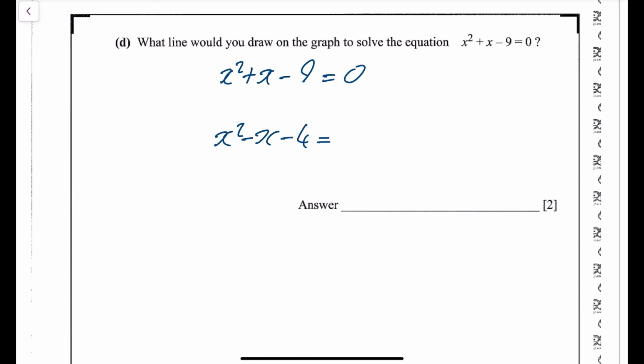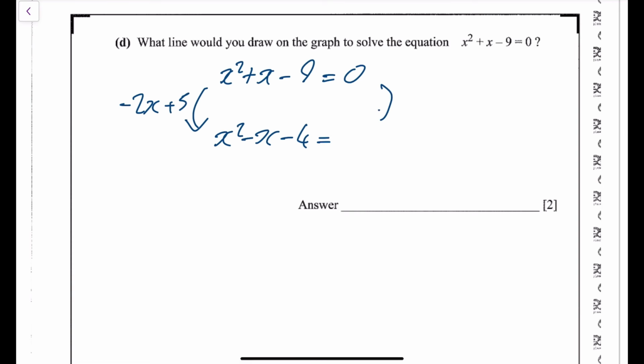That's what our curve was. It was x squared minus x minus 4. So how do I get from here to here? I don't have to do anything with my x squareds. If I'm at x and I want to get back to minus x, I'll need to take away 2x. And if I'm at minus 9 and I want to get to minus 4, I need to add 5.